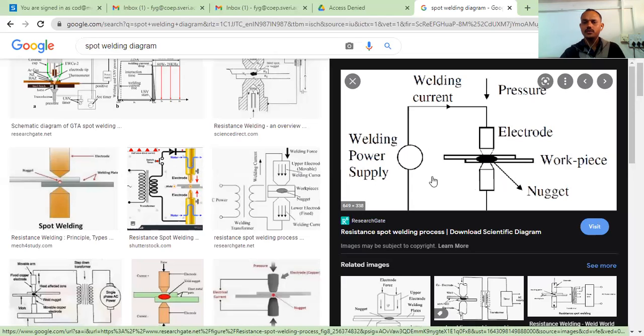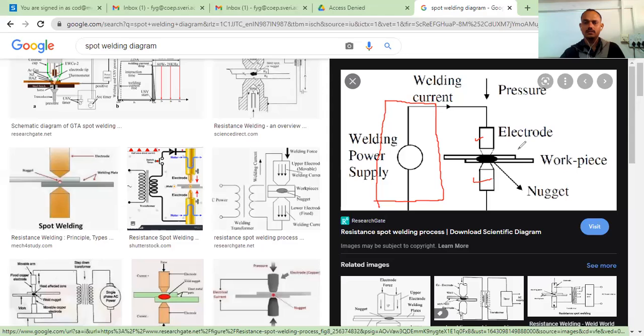Now you observe here, this one is the power supply. Actually, a transformer or machine is provided here. And here we have two electrodes. This one is the first one and this one is the second.